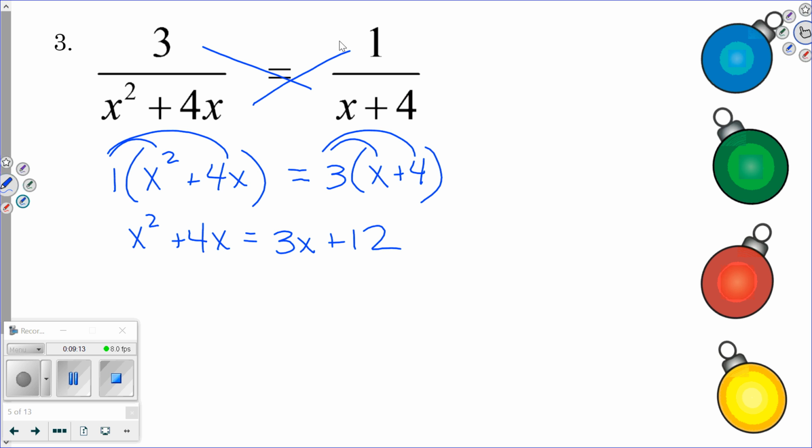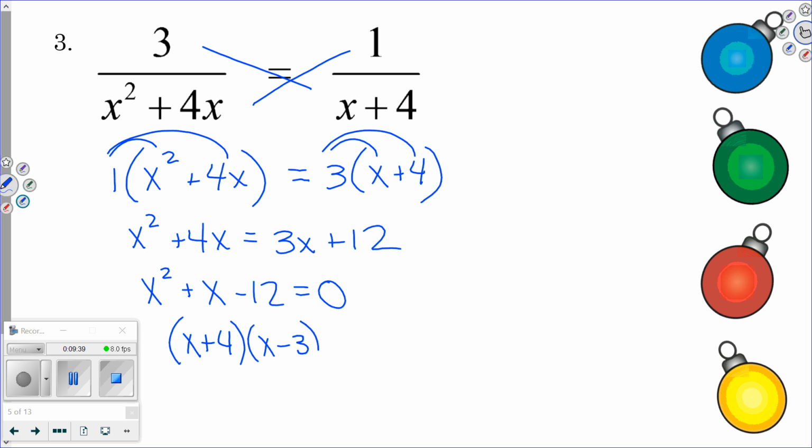Do we have to set this one equal to 0? So right now? Okay, you said eventually. I got worried. Yeah, I'm at the point where I'm ready to solve, and I have an x squared, so it needs to be set equal to 0. So subtract the 3x over, we get just 1x, and subtract the 12. That will factor to x plus 4 and x minus 3. So x equals negative 4 and positive 3.